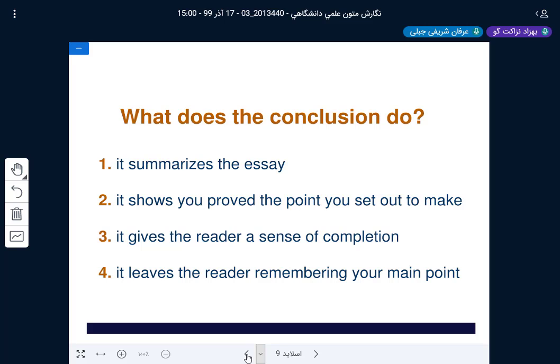Okay. What does the conclusion do? 1. It summarizes the whole essay. So when you have different body paragraphs, the gist of each paragraph comes in the conclusion part. Okay, go on.